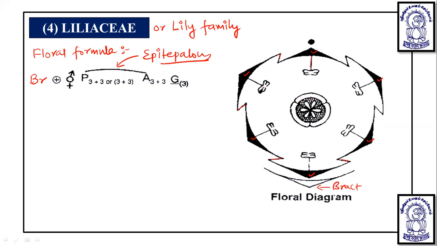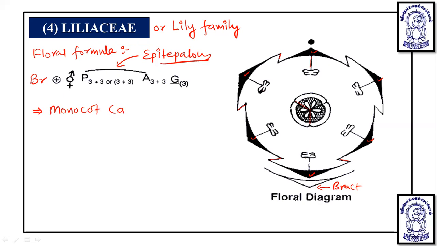Then they have a gynoecium with 3 carpels, so a trilocular gynoecium is there. You can see this is one locule, this is the second, this is the third, three locules. In the 3 locules there are ovules, which are present in the central position, and they have a septum as well. So this is the particular floral formula which we can depict from this. Now if we see this Liliaceae family, it is a monocot family.